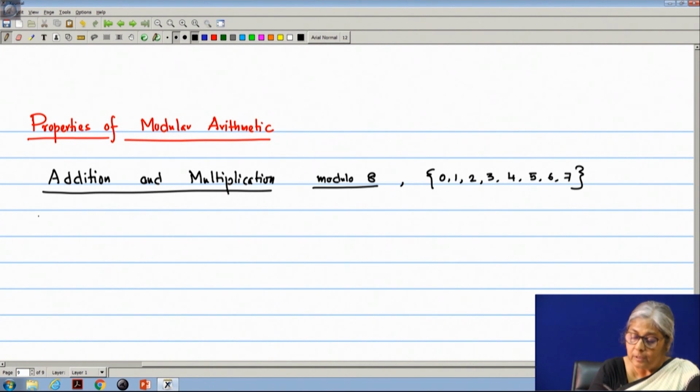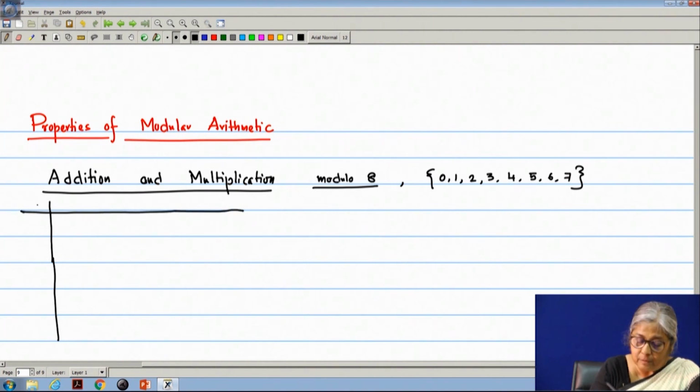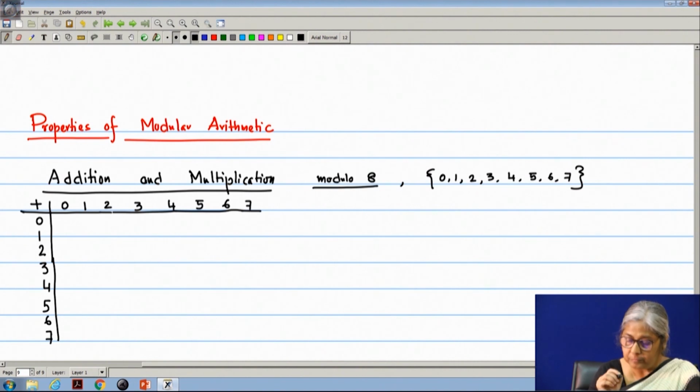Now we make the addition table first. I write 0, 1, 2, 3, 4, 5, 6, 7 along the rows and columns, because my set will be 0 to 7. This is addition modulo 8.